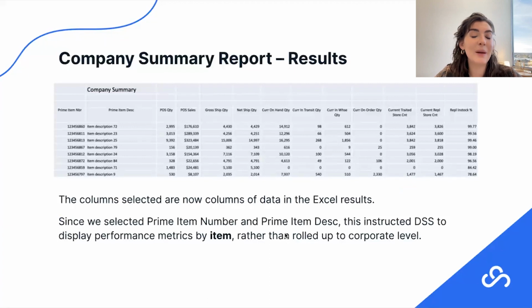So here's a sample of what that data would look like. If you pulled that data and you're looking at it in Excel, this is how it would look. You would see your item number, the description, your quantity, all of the columns that we talked about before. And since we selected prime, item number, and item description, this instructed DSS to display performance metrics by item rather than rolled up into a corporate level. So hopefully that is helpful.